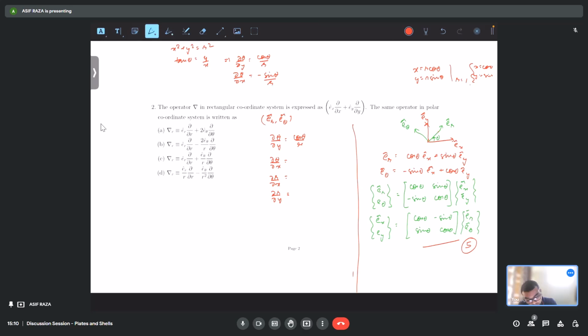Okay, let's solve this. Derivative of this will give me 2x with respect to x. 2x equal to 2r dou r by dou x. This gives me dou r by dou x as x by r, that is equal to cos theta. Similarly, dou r by dou y will get y by r, that will be equal to sin theta. So we have this cos theta, this is sin theta.